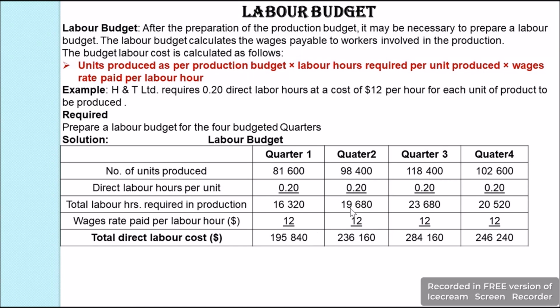In the second quarter we have 19,680 times $12, which will be $236,160. In the third quarter we have 23,680 times $12, which will be $284,160. And in the fourth quarter we have 20,520 times $12, which will be $246,240 as total labor costs. So this is how we make the labor budget.